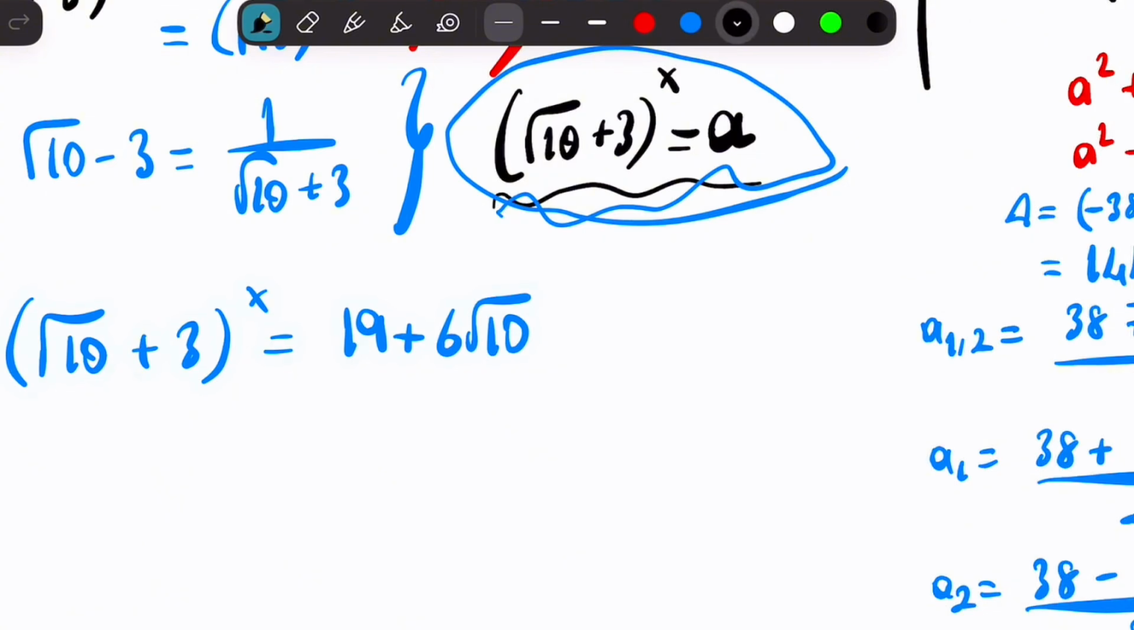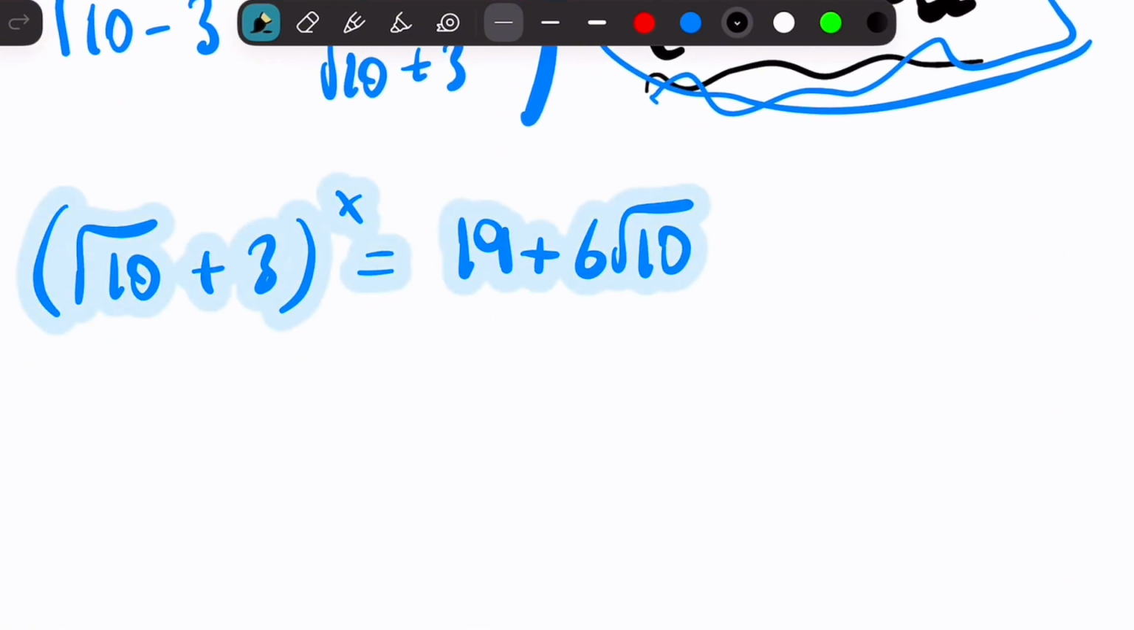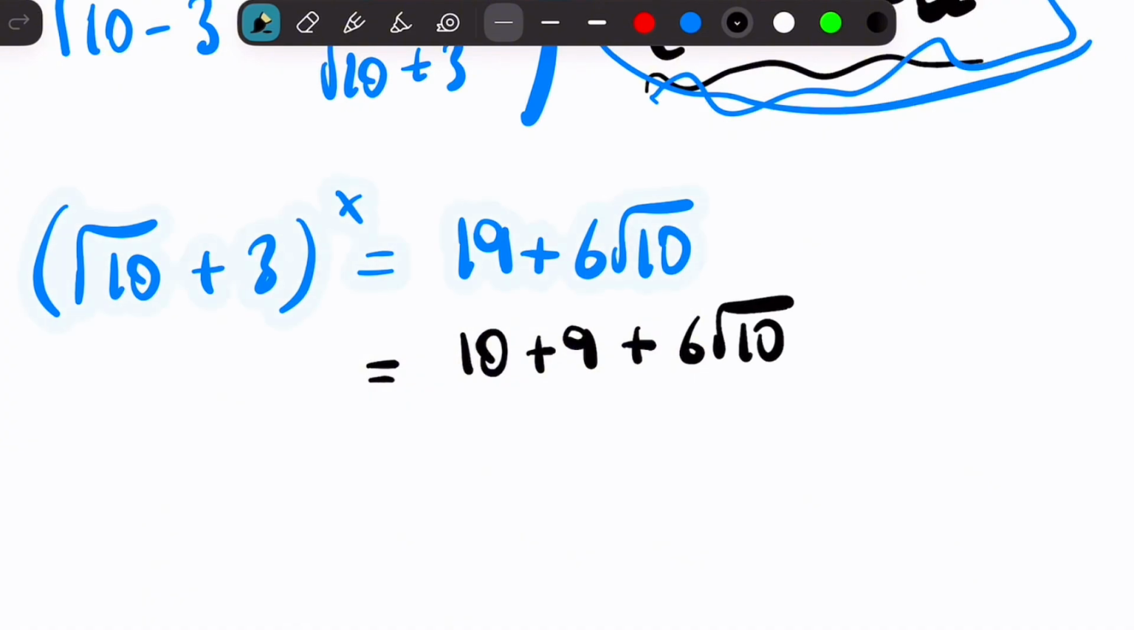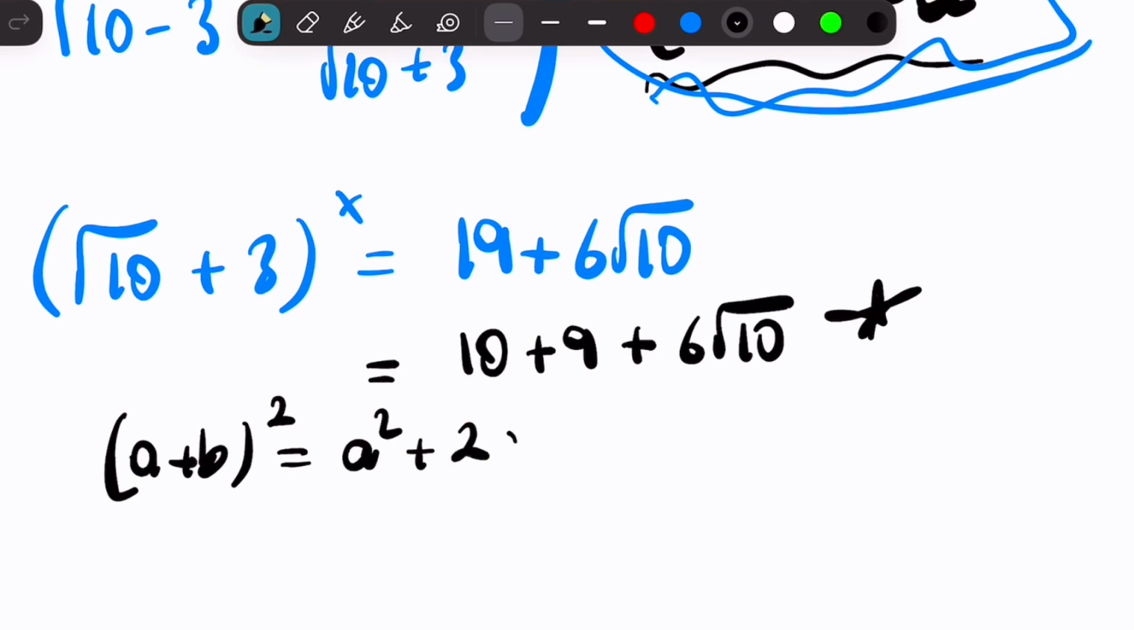Now here we will benefit from an algebraic identity. What is our algebraic identity? If I change this place a little, I write this as 10 plus 9 plus 6 times the square root of 10. Look, this is very important. Please don't miss this place. Look, the reason why I separated it so separately is to solve the question more easily. Now let's think about this. We had an identity like this: a plus b squared is equal to a squared plus 2 times a times b plus b squared.